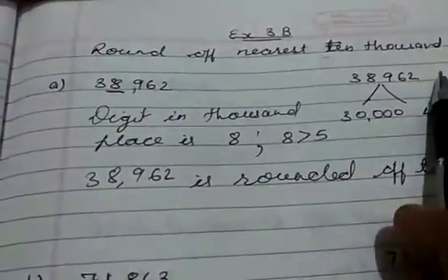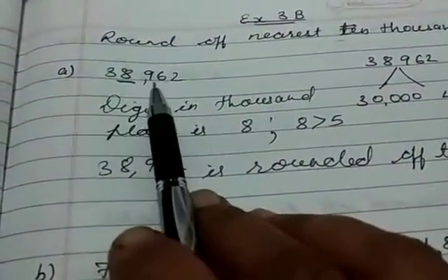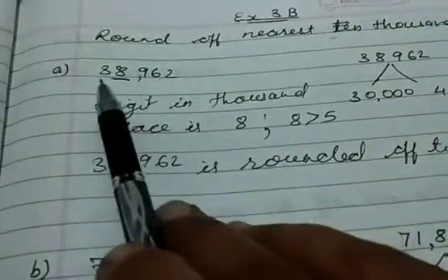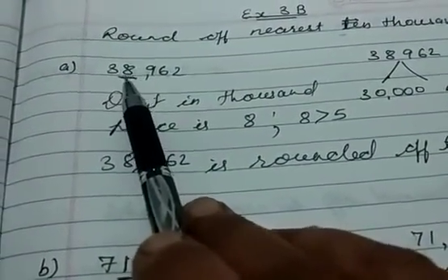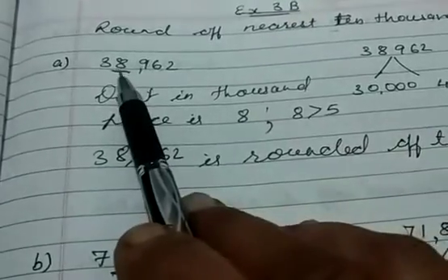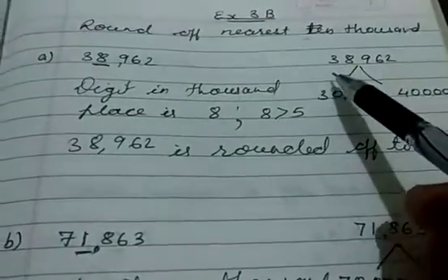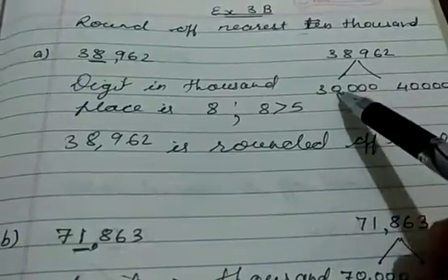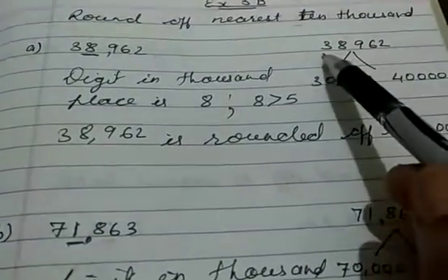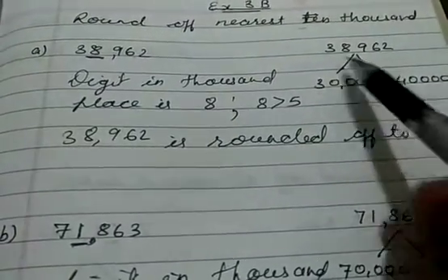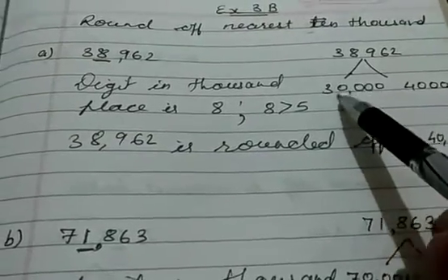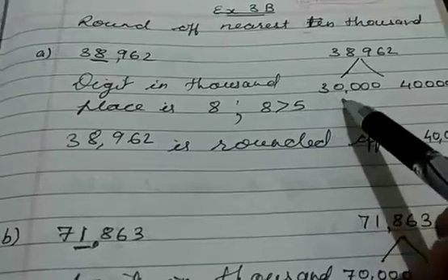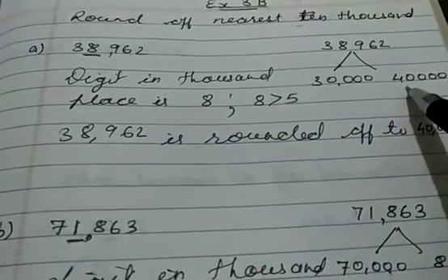Round off nearest 10,000. So this is the number 38,962. To make the round of 10,000 place, we have to see the thousandth place, or just before the place value, which is 1000. Okay. See, 38,962 comes between 30,000 and 40,000. From where this 3 and 4 came, see this place value. Actually, we want to change here. So this is 30,000, and here next will be 40,000.